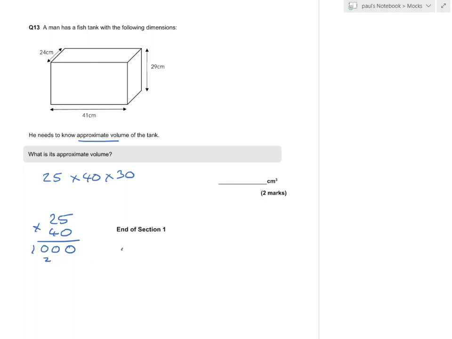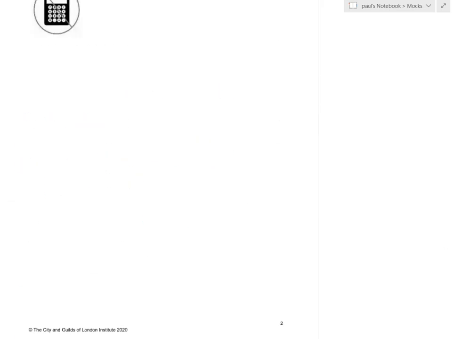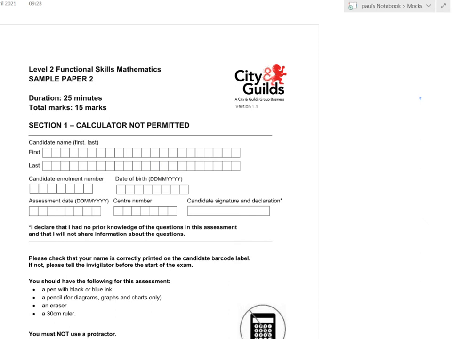Okay, and then you take that 1,000 and times that by the other number, 30. So you can see what the answer is going to be. 1, 2, 3, 3. So the answer is 30,000 centimeters cubed. Okay, there we go. So there you go. So that was level 2 sample paper 2 with a non-calculator.